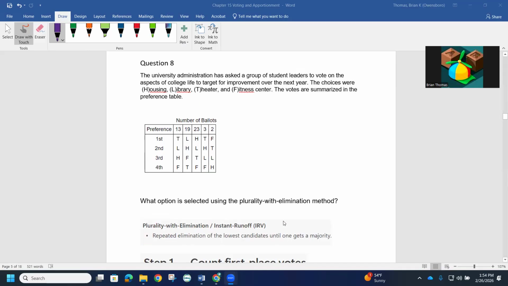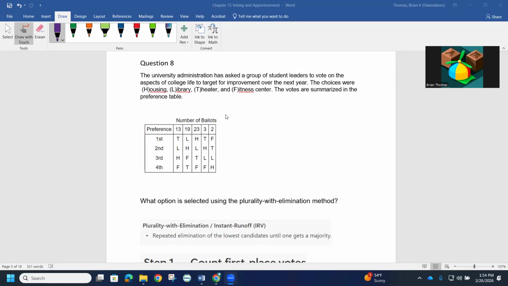If I look at our question up here, the university administration has asked a group of student leaders to vote on the aspects of college life to target for improvement over the next year. The choices were housing, library, theater, fitness center. The votes are summarized in this preference table. They were given four preferences and they ranked them: first, second, third, and fourth preference.